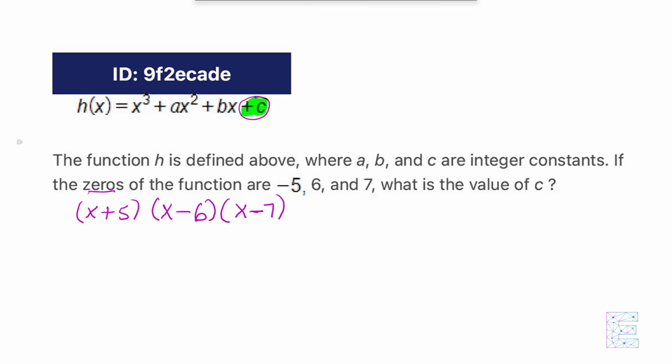c is a constant. Now the constant will be, if we were to FOIL this entire expression, we would find c by multiplying the numbers together. So 5 times -6 is -30. -30 times -7 is +210. So c is 210. That's it.